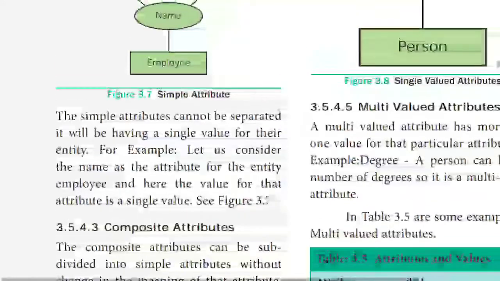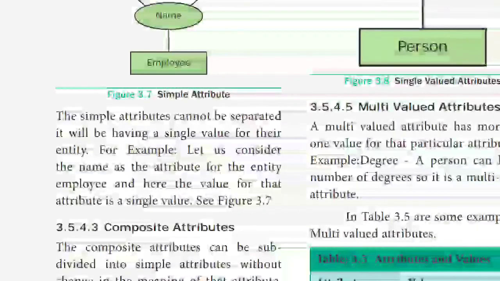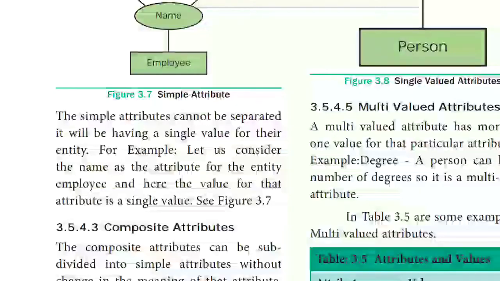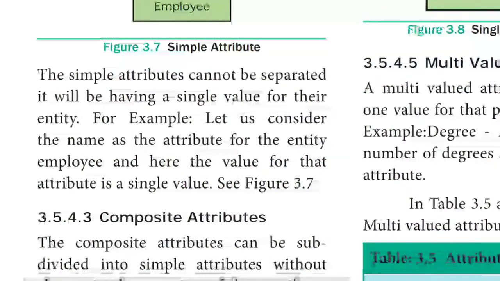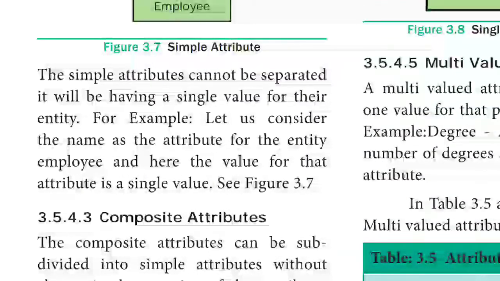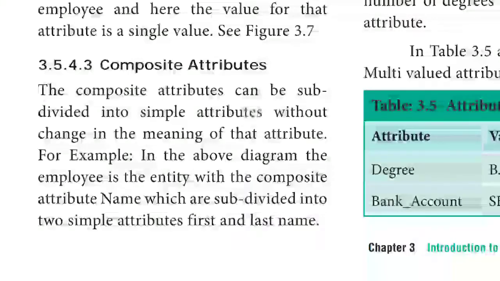The simple attribute cannot be separated. It will have a single value for its entity. For example, let us consider name as the attribute for the entity employee, and here the value for that attribute is a single value. So next is composite attributes.